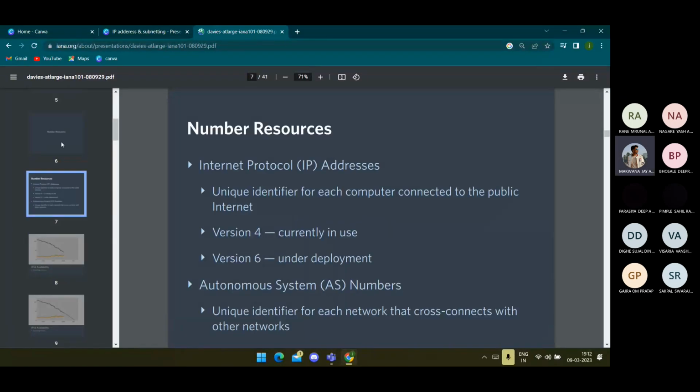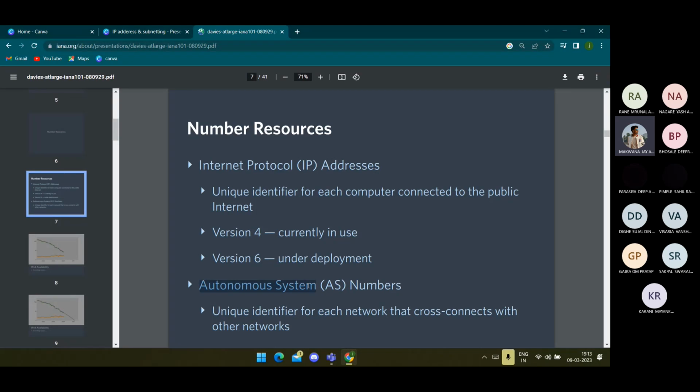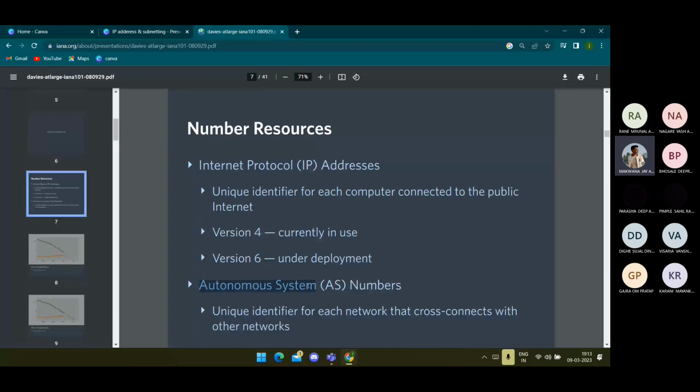Yes. So what are number resources? They actually provide two services. One is Internet Protocol, which is the IP address, and the second is autonomous system. Autonomous system means the unique identifier given to the devices of private centers, private organizations. For example, I have a company and I want to use certain IP addresses. This is an advanced topic, so we will not go into that in this seminar. We will look at the IP protocol.